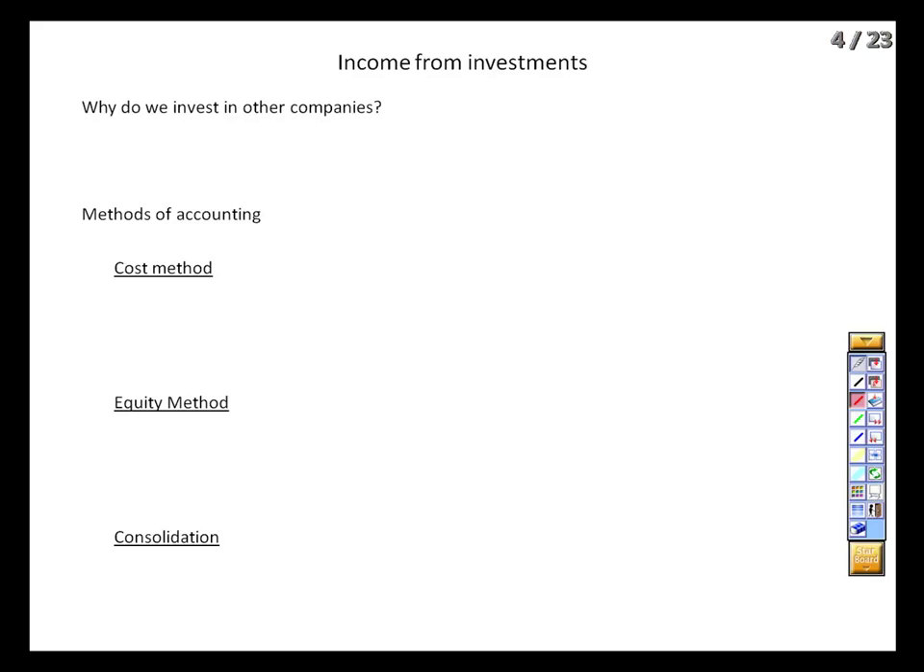The first method is called the cost method, and this is for those that fall into that first category. We own some shares and we're hoping to make some money off them, either through dividends or capital appreciation. But we don't own enough that when we pick up the phone, their CEO listens to what we have to say. We've got no ability to influence their operations.